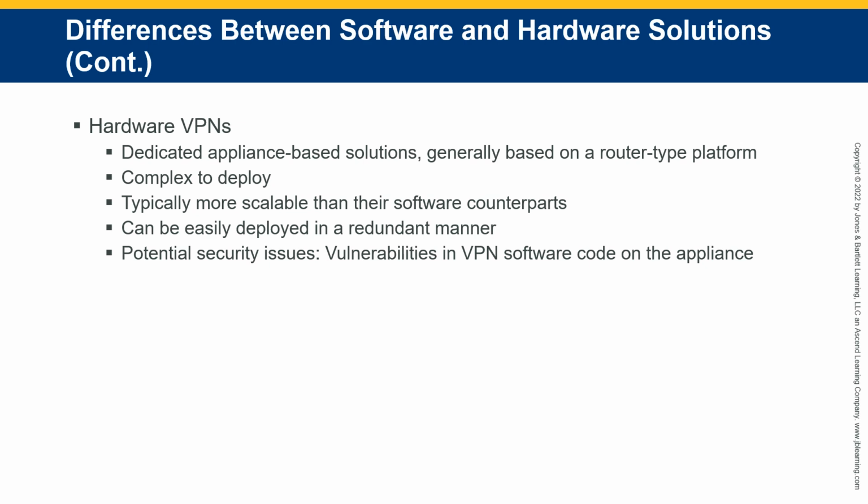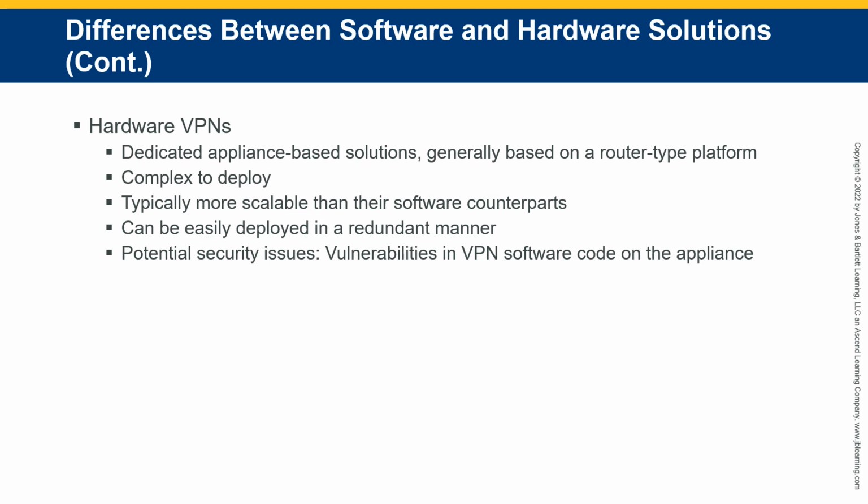And then finally, we have dedicated hardware VPN solutions. These are dedicated to just being VPN servers. They're generally based on a router type platform, like Cisco has one, Fortinet has one, and there's a couple other large ones. Juniper has a solution that's out there, and they're very scalable because you can add more and more appliances, and they can interoperate as one solid entity out there.